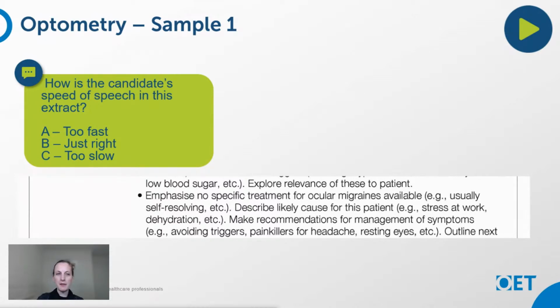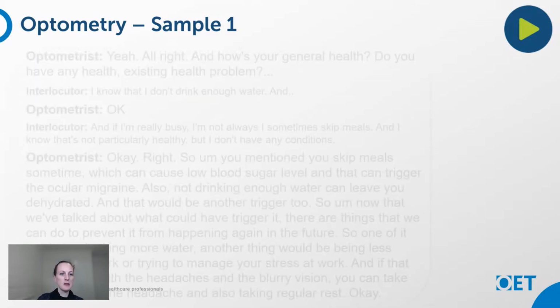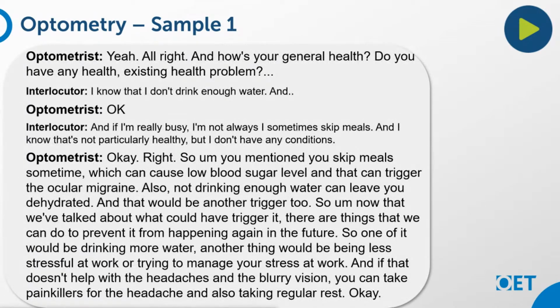Yeah, let's have a look at the script. I think the optometrist was doing okay with her speed of speech. What I would say is, this was towards the end of the role play, and I feel like she was speaking a little bit more fast, particularly at the beginning of that second response where she's talking about skipping meals, which can cause low blood sugar level.